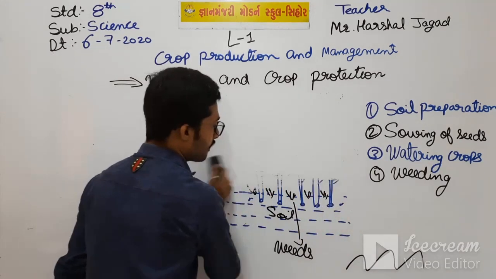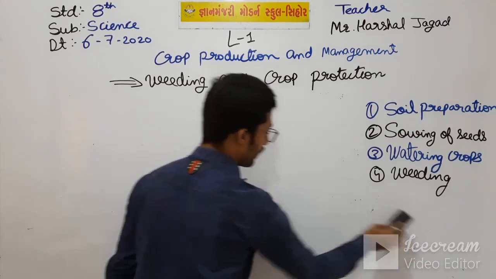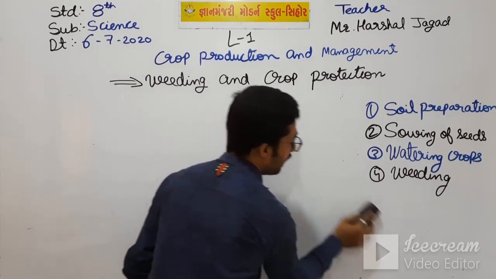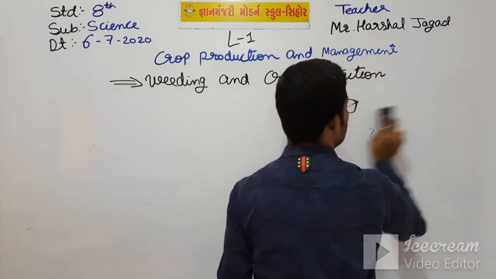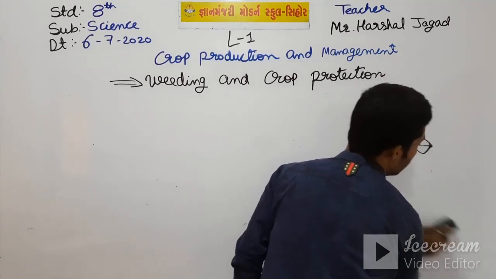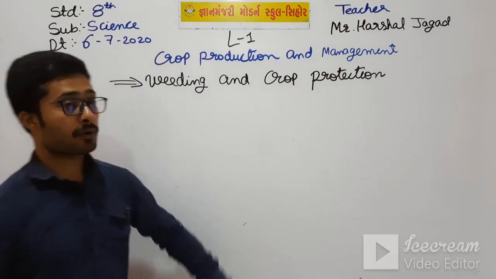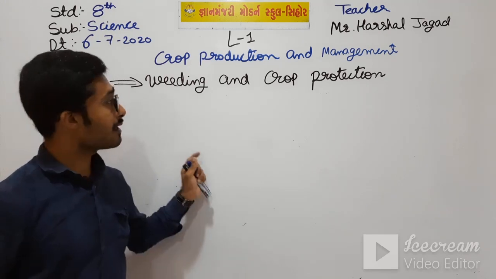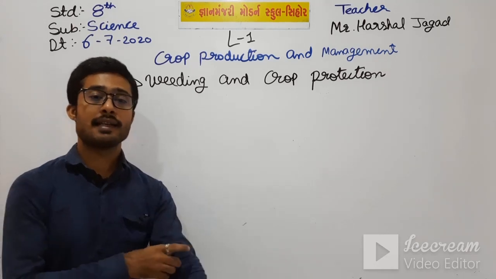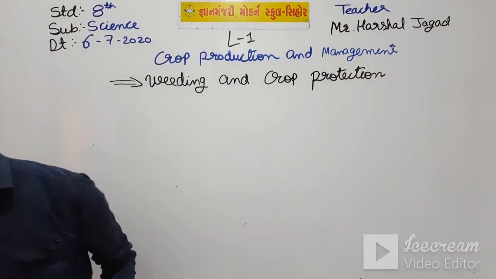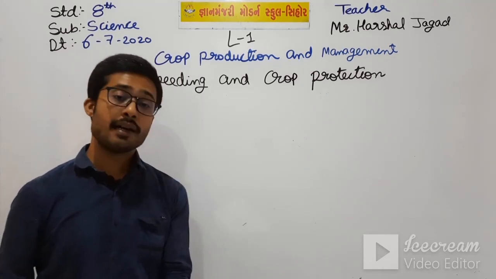Now we will start this video's new topic, that is storage. All the grains are stored. After weeding and crop protection there was harvesting. In the previous lecture we also studied harvesting. What was harvesting? There is a definition in your textbook, let me read that. The process of cutting and gathering of crops is called harvesting.